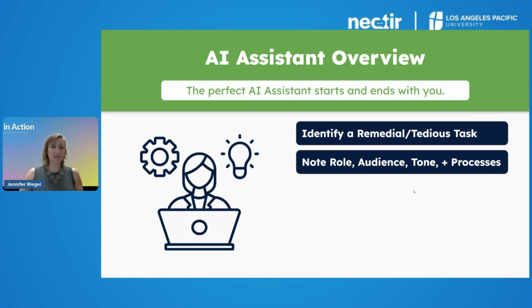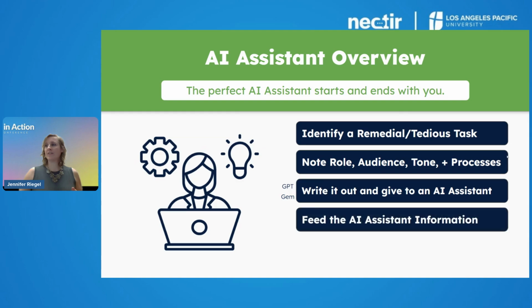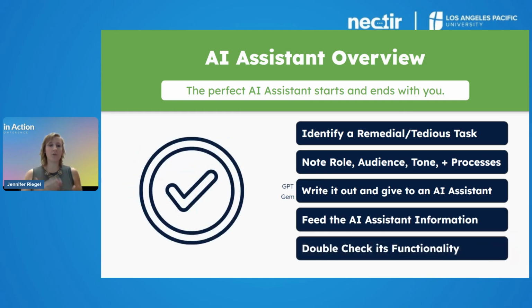Once you have all those ideas noted down, you can pick out an AI assistant that you would like to use. In all AI chatbots, the assistants usually live on the left side of the chatbot, and I'll show you what that looks like in just a moment. Generally speaking, they have a name that is derivative of the main chatbot they're using. For ChatGPT, it's GPT. For Gemini, it's Gem, and so on and so forth. Once you've picked out your AI assistant, you can put that information you just noted into it and see if it is functioning for the task you have in mind.